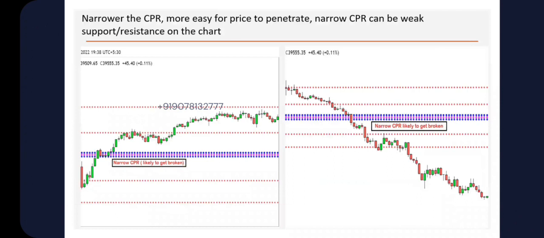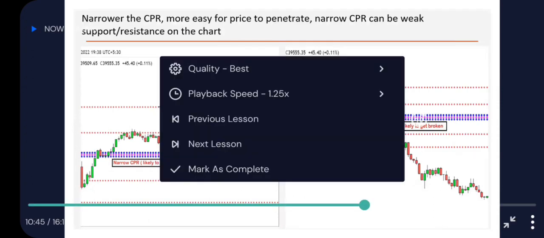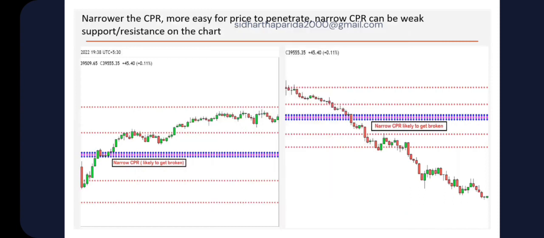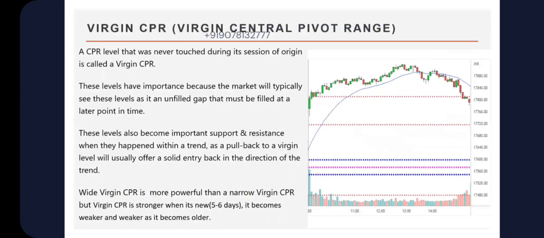A wide CPR can help you identify market direction, and which kind of day is likely to be, whether it will be a sideways day, a trending day, or a reversal day. Okay. Now there is something called virgin CPR. What is virgin CPR? Virgin CPR means that on any given day, if candlesticks are not inside the CPR, such days are called virgin CPR. Look at this chart.